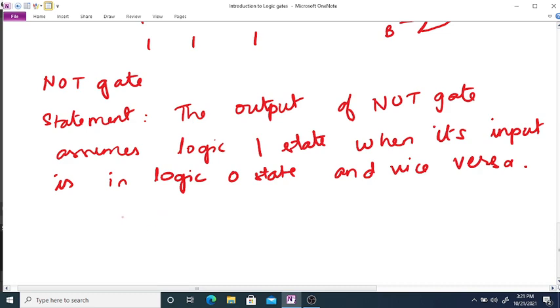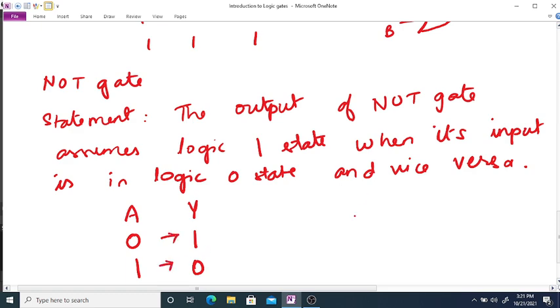Now, if we write down the truth table, we will have A as input and output as Y. As we know, NOT gate has only single input, so it will be either 0 or 1. So, output will be its inverted form, or we can say complement form. So, it will be 1 or 0. If input is 0, output will be 1, and if input is 1, output will be 0.